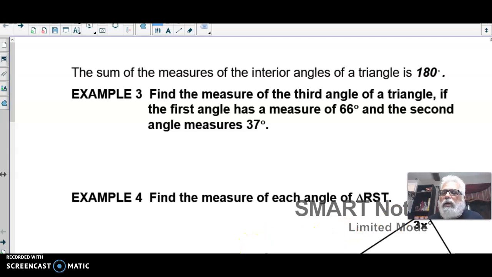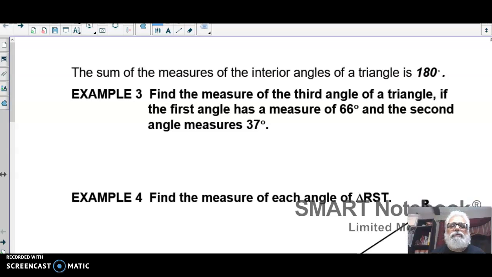In today's lesson, I'm going to talk about the interior angles of a triangle. What we all should know that we already learned is that the sum of the measures of the interior angles of a triangle is 180 degrees.